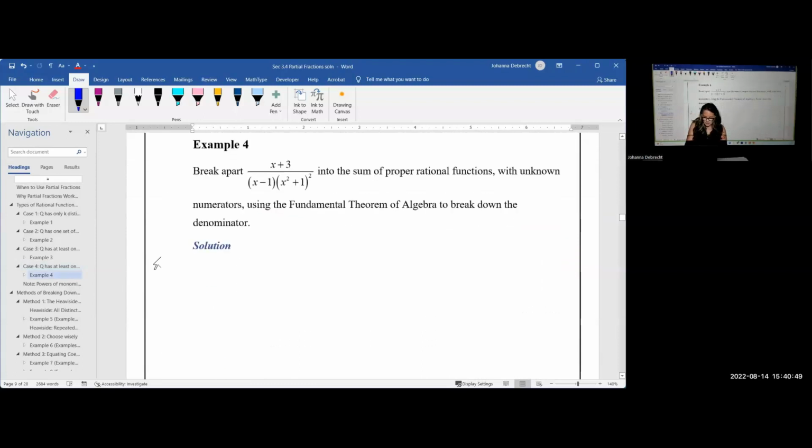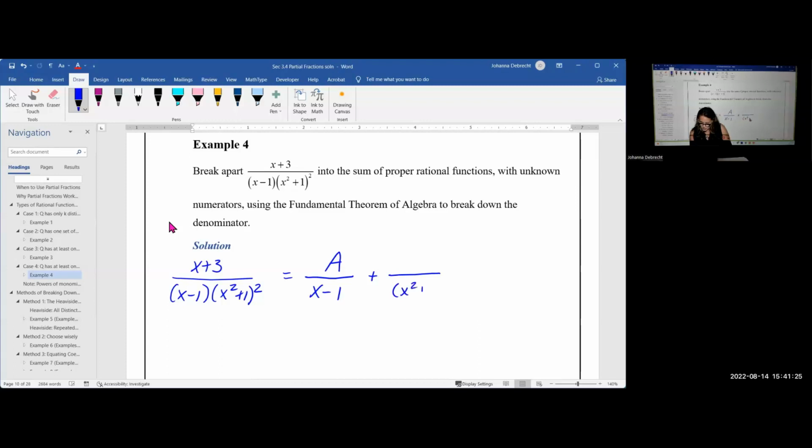Now let's practice doing this on example number 4, where we have the quantity x plus 3 divided by the product of x minus 1 and x squared plus 1 squared. We have one linear factor of x minus 1, which shows up 1 time. So the numerator, because the factor is linear, the numerator has to be a constant. We'll call it a. The next factor that we have is x squared plus 1, which is an irreducible quadratic. It doesn't factor, and it shows up twice.